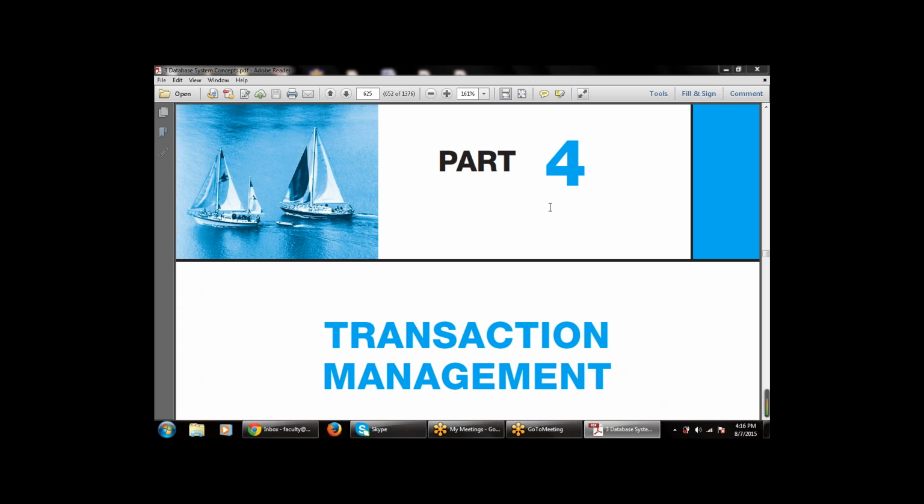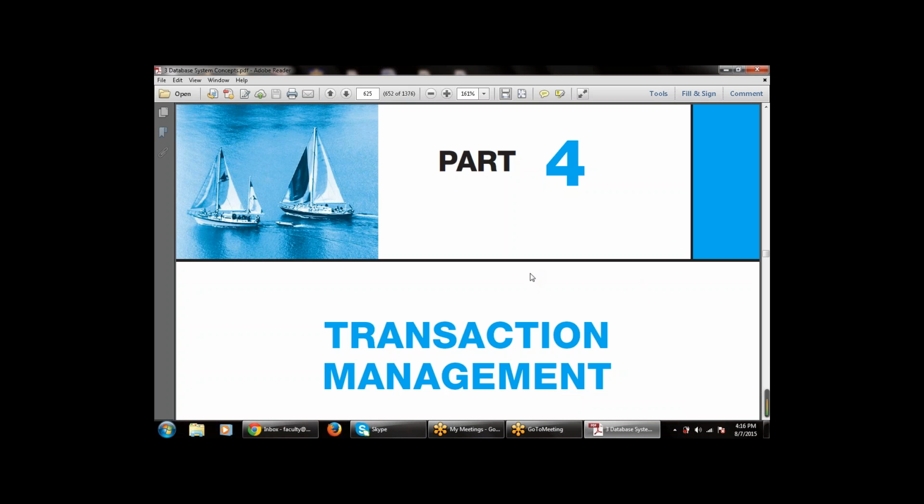Today I am going to continue with the same module, but a new part, that is part number 4, transaction management. The same module, database design concepts, but with a new topic, part 4, transaction management. That is how to manage a transaction, what a transaction is, how to differentiate between the various transactions, and what the criteria are to manage a transaction. So let's start with part 4, transaction management.